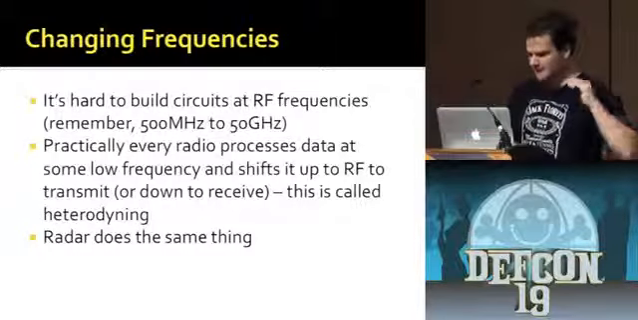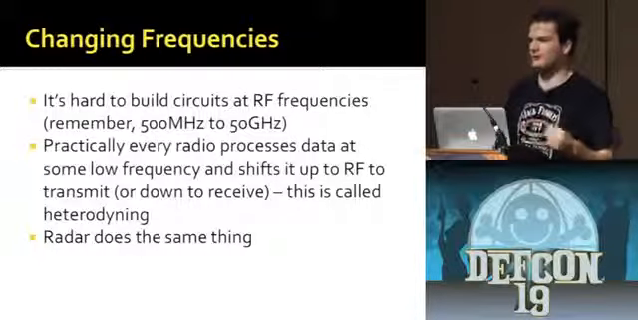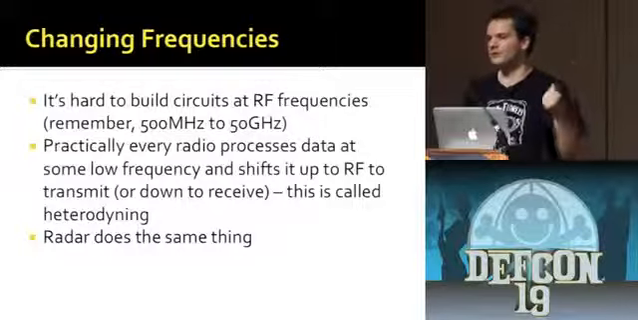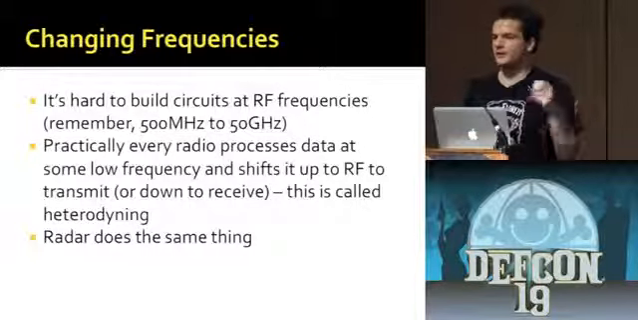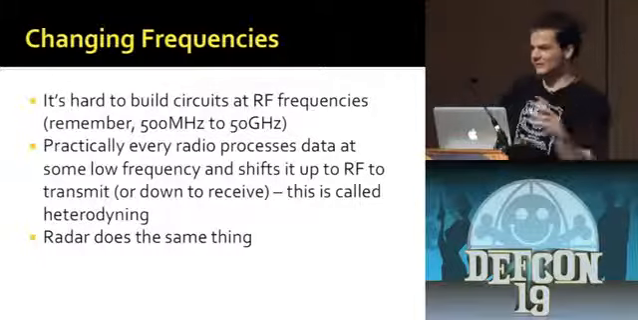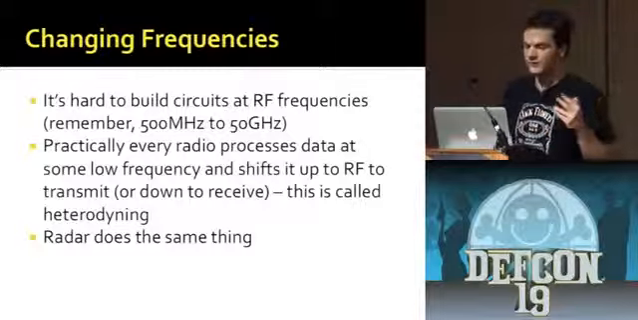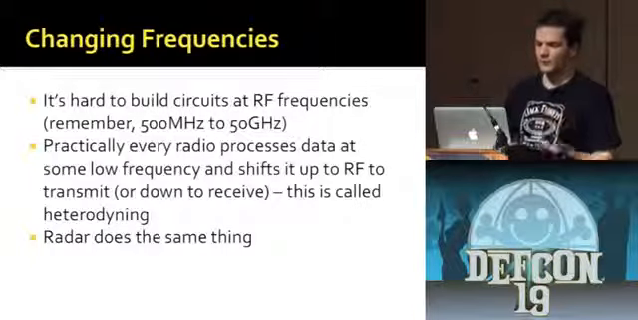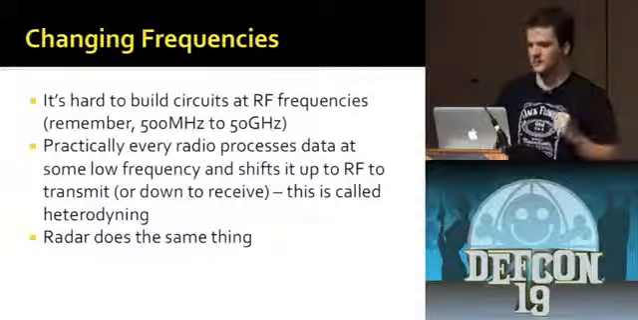So the way that virtually every single radio works is they process the data at some low frequency. If you have a voice, like FM radio or something, the transmitter is just recording audio and processing audio. And then when it gets ready to transmit, it just magically shifts that signal to the frequency it's transmitting at, up to 100 megahertz or something. And what this is called is heterodyning. Radar pretty much works the exact same way in almost every case.